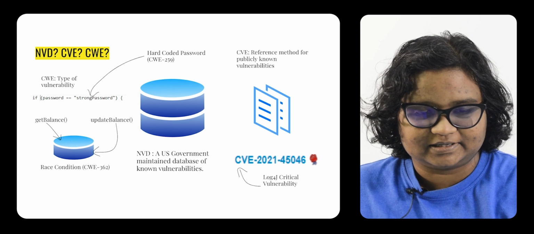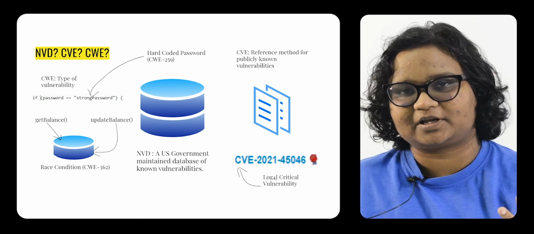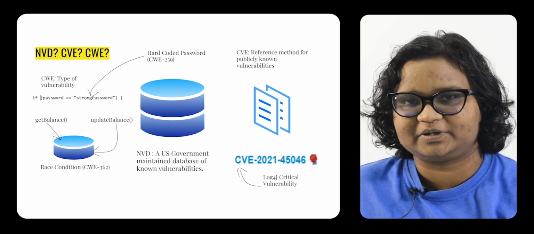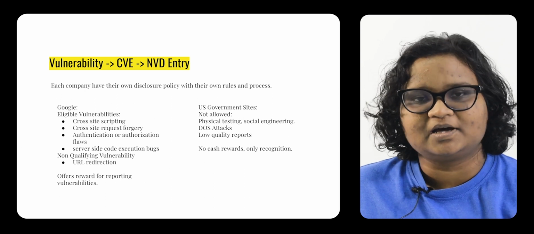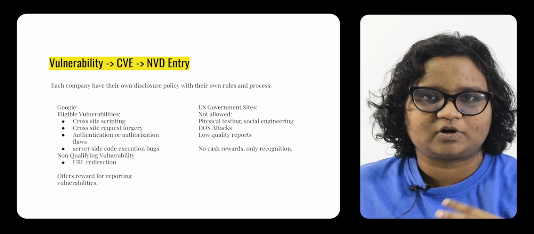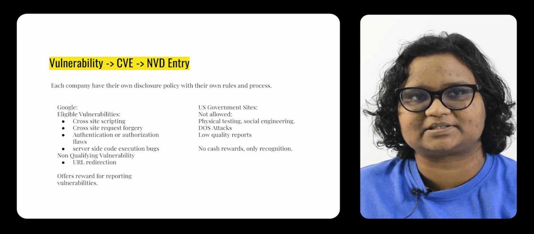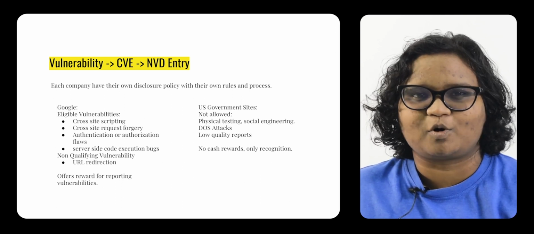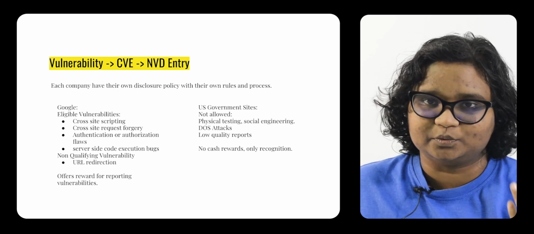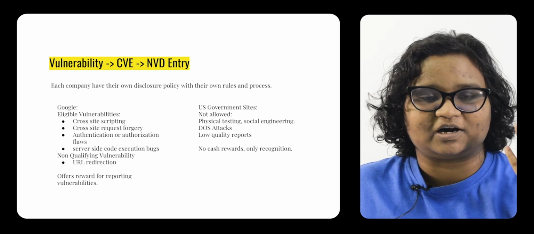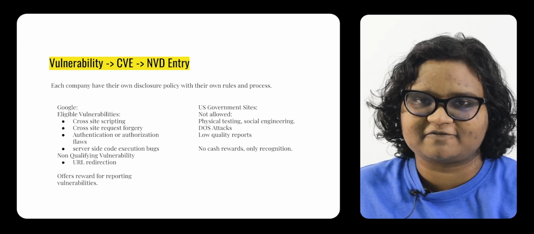With that said, what if you found a vulnerability in a software? How can you report it? Is there a process like that? Yes. First of all, companies have disclosure policies. Each individual company has their own, but they are more or less the same. So, for example, a company like Google will even offer you rewards for reporting vulnerabilities.